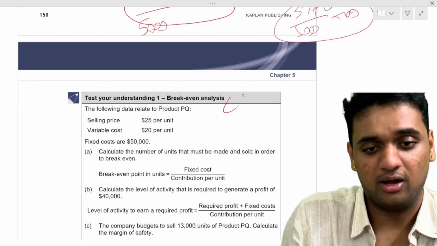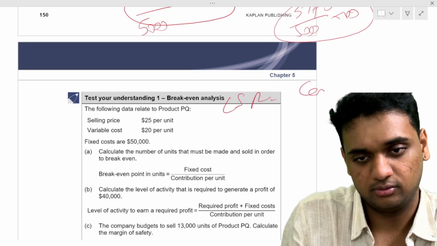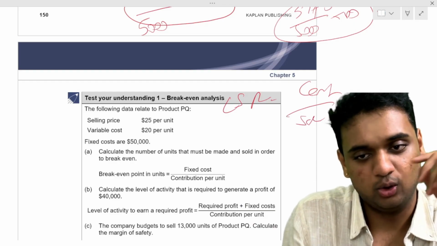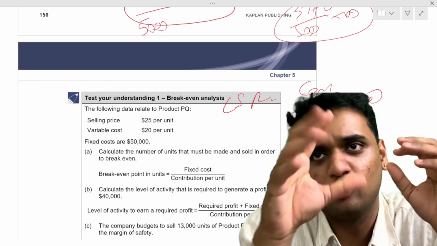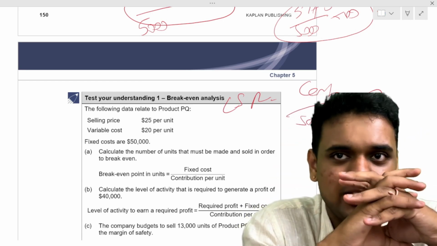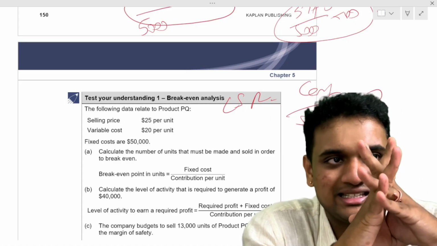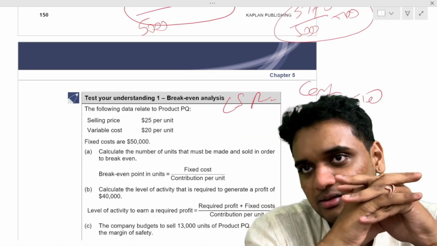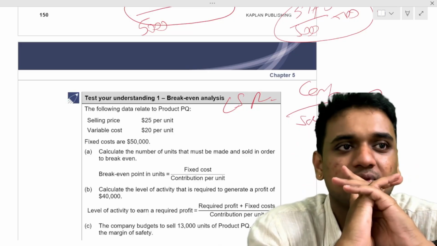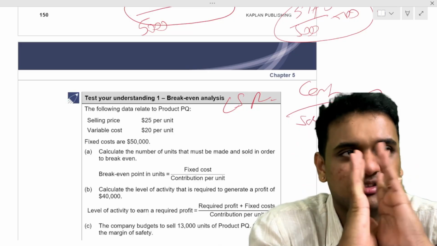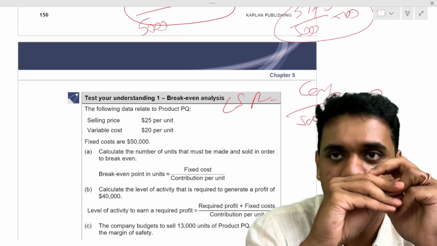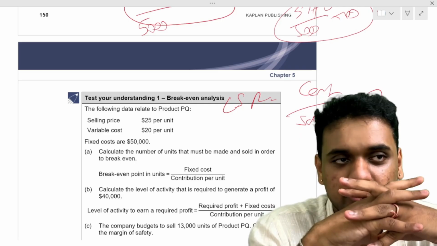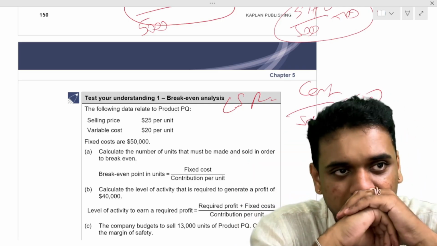What is the CS ratio formula? Contribution by sales into 100. Suppose my contribution is 60 rupees and sales is 100 rupees. What is my CS ratio? Contribution 60 rupees over sales 100, in percentage, 60%.